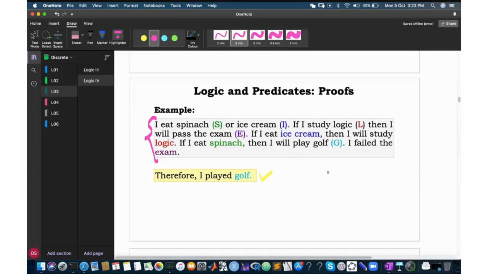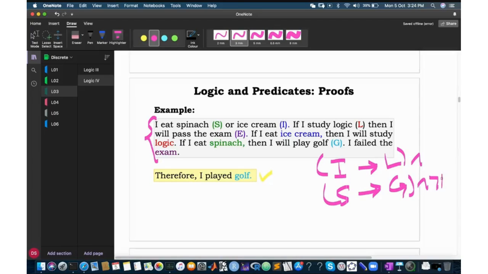So this proposition would say something like this. I implies L. Right? Similarly, if I eat spinach, then I play golf, which would say that S implies G. Okay. And then I failed the exam. So I have to AND all of these statements. All of them are true. And failed exam का मतलब ये है कि I have not E.